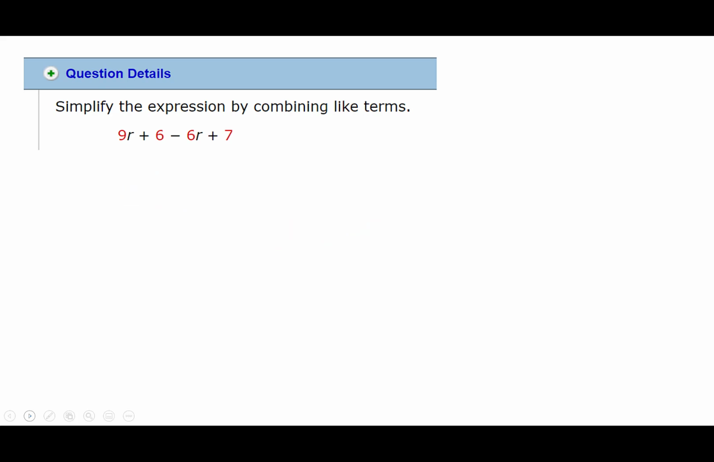This example says simplify the expression by combining like terms. So like terms are terms that have the same variable or terms that have no variables at all, like they're just a whole number. We're going to first start with the terms that have the variable r. There's a positive 9r and there's a -6r. When you combine those together, it's a total of 3r.